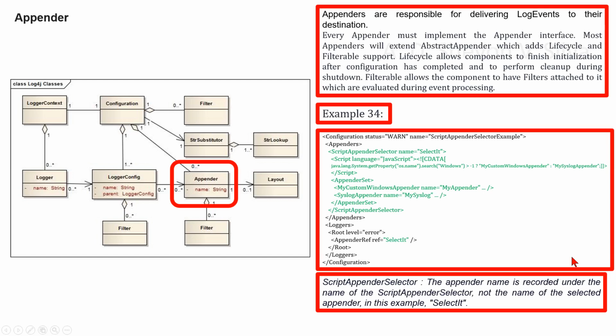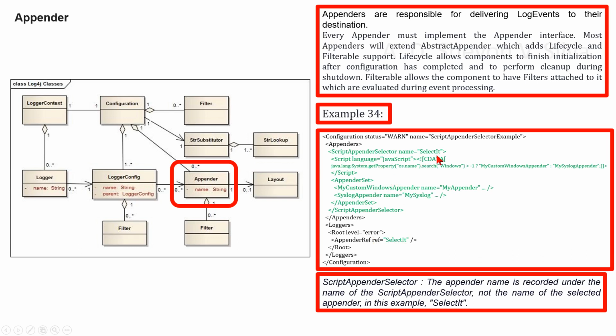Now we are considering script appender selector. The script appender selector, the appender name is recorded under the name of the script appender selector, not the name of the selected appender. In this example, select it.